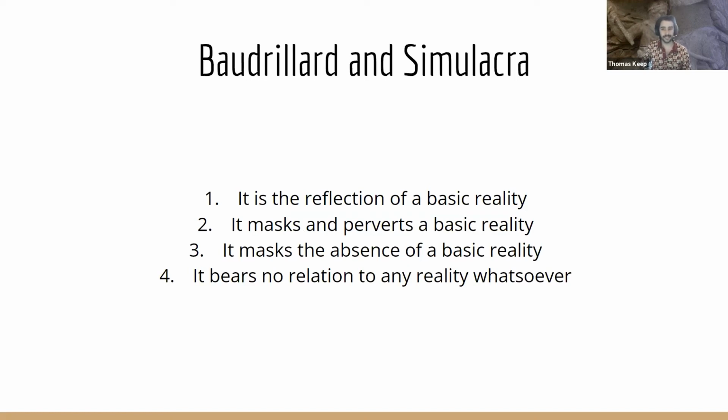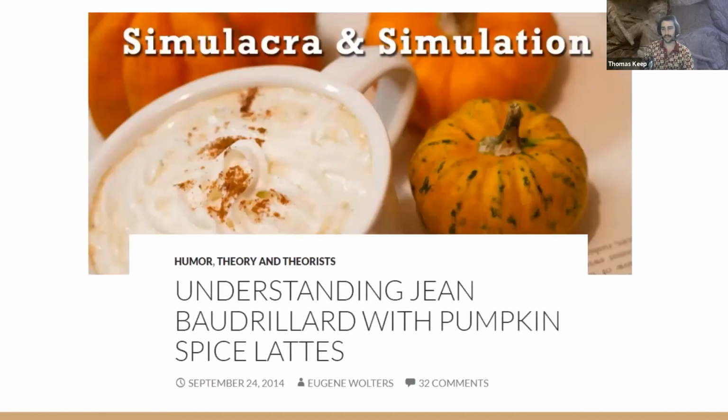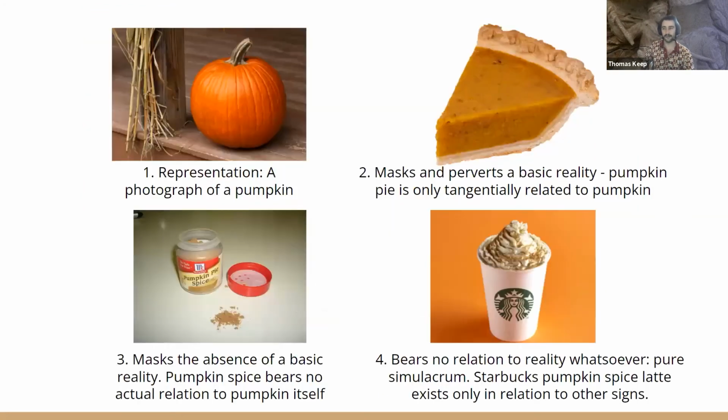Anyway, so Baudrillard identified 4 stages of the simulacrum, ranging from pure representation to pure simulation, which you can see here. And to quickly explain this, I would like to use this example taken from criticaltheory.com, I believe, of the pumpkin spice latte. The pumpkin, or a photograph of the pumpkin, being a true representation, the pumpkin pie being a masked or perverted representation of the pumpkin, only tangentially related to its reality.